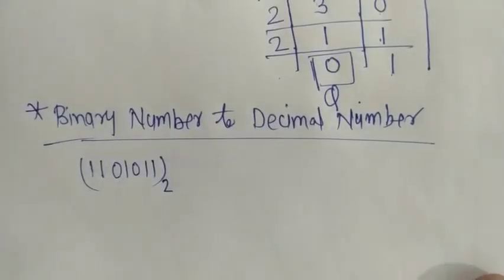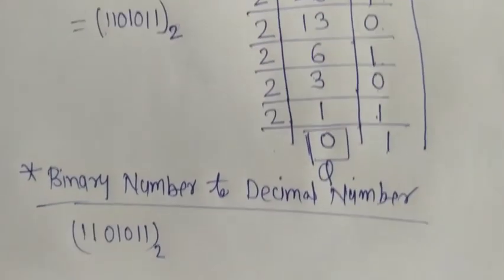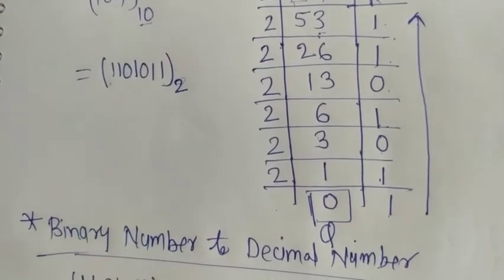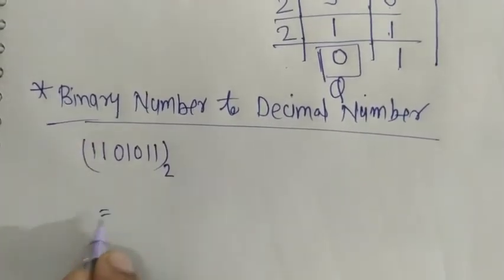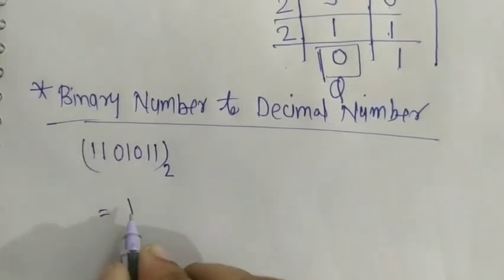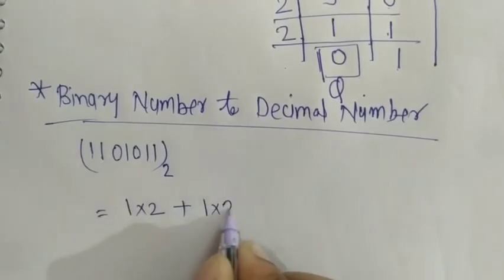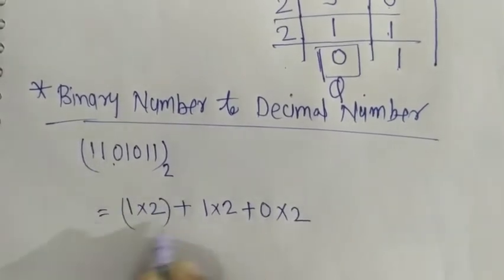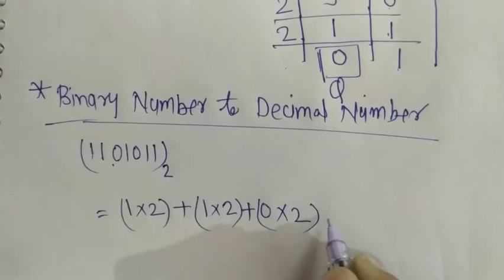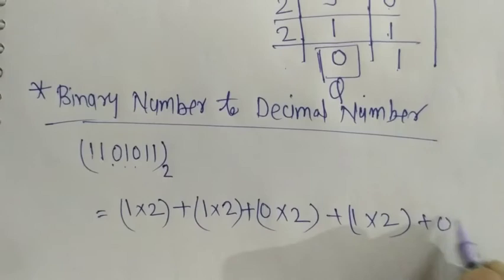Now we will talk about how to convert a binary number to a decimal number. It means how we can convert a binary number into a decimal number. I am taking the same number in binary format and I will now convert it to decimal format. What you simply need to do is take all these digits multiplied with 2: 1 into 2 plus 1 into 2 plus 0 into 2 plus 1 into 2 and 0 into 2.